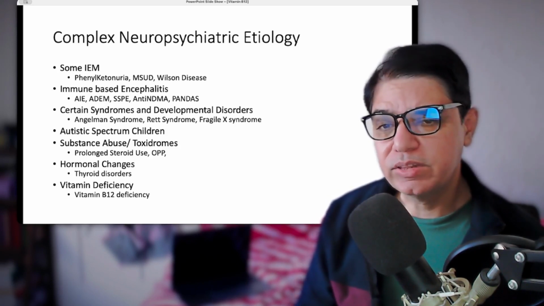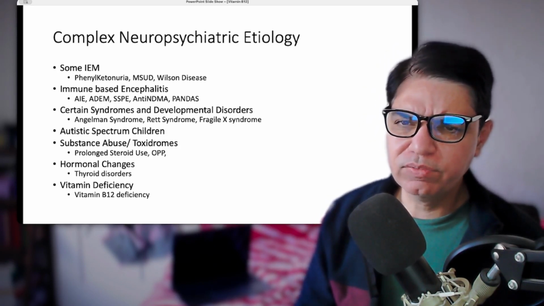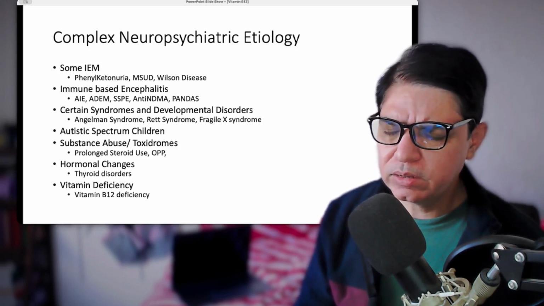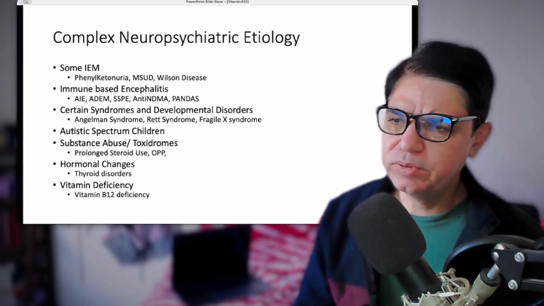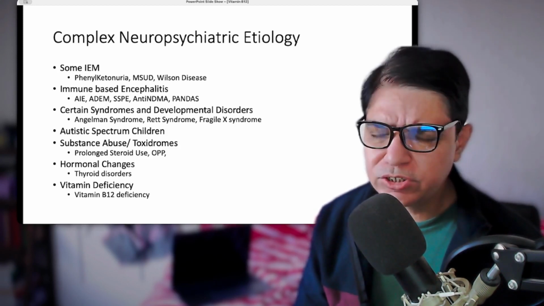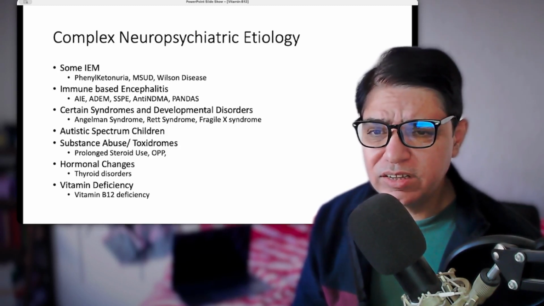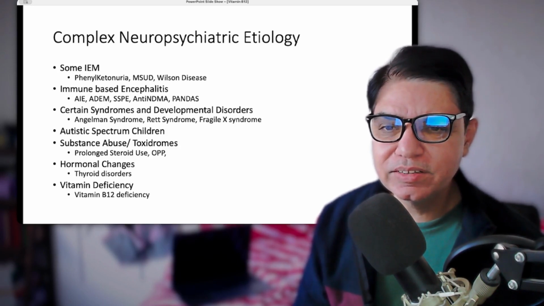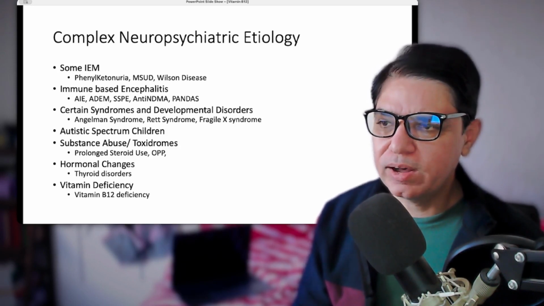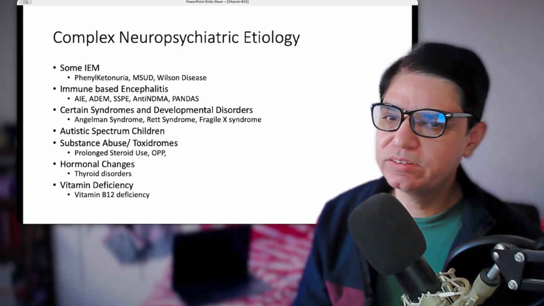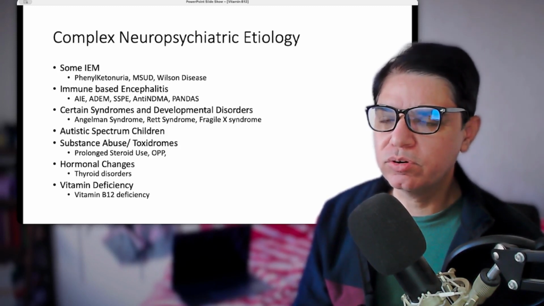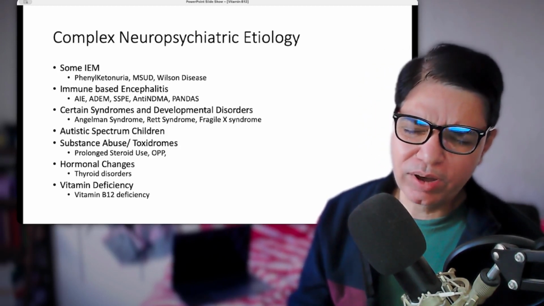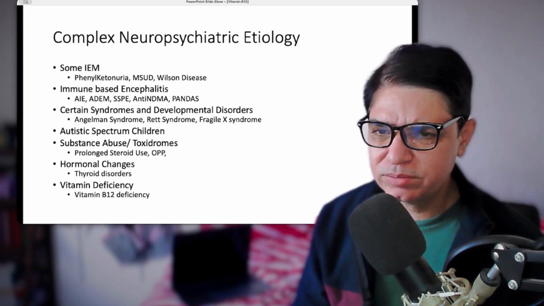Immune-based encephalitis is another thing. When we think of encephalitis, the first thing that comes to mind is a very serious condition, with high-grade fever, sepsis-like presentation, seizures, low GCS. Well, fine, that is the typical scenario of acute herpes encephalitis, or West Nile virus fever, or Japanese encephalitis.